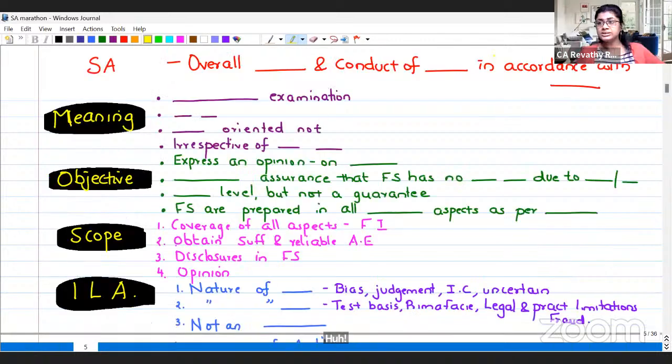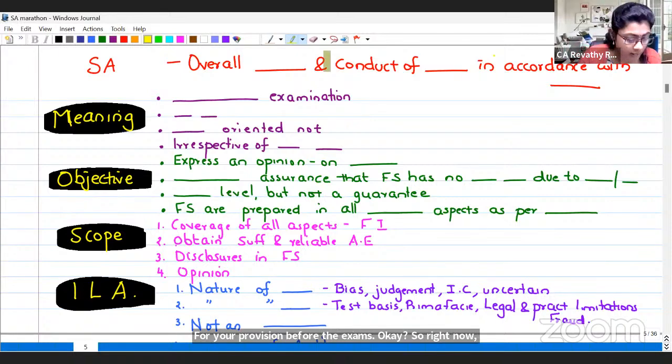Come on guys, start. Don't worry guys. Now you will fully concentrate only on whatever we are learning, and this will be given to you later for your revision before the exams. So right now you concentrate on the session. I lost the flow. SA, please.